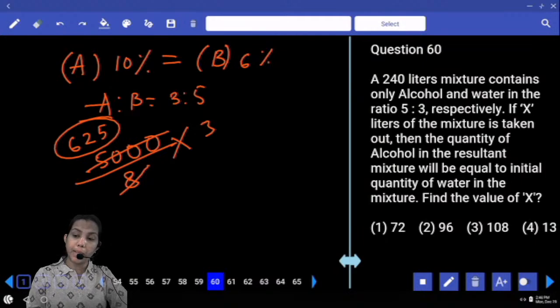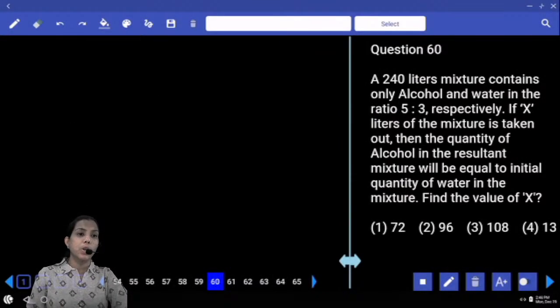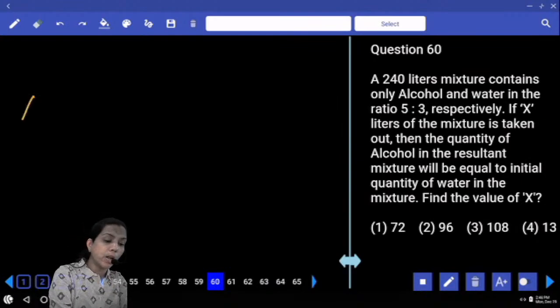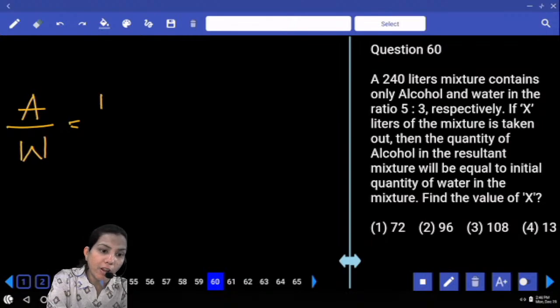A 240 liter mixture contains only alcohol and water in the ratio 5:3. If X liters of the mixture is taken out, then the quantity of alcohol in the resultant mixture. So what is the initial quantity of mixture? 240, alcohol and water are in the ratio 5:3. 5:3 means how many parts? 8 parts value 240 means each part is equal to 30. So what is the initial quantity of alcohol? 150 and initial quantity of water is equal to 90.